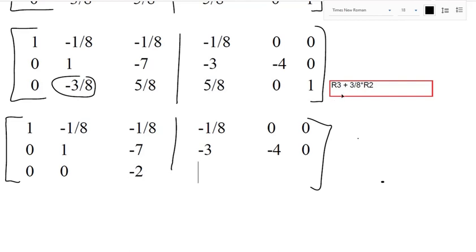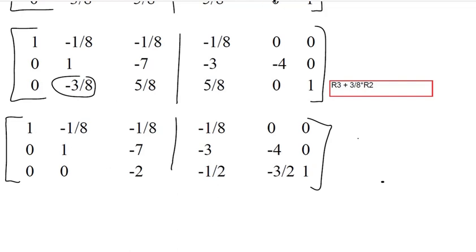I did that right. 3 eighths times negative 3 is negative 9 eighths. Negative 9 eighths plus 5 eighths makes negative 4 eighths. So that's negative 1 half. 3 eighths times negative 4. I cross simplify. So, negative 12 eighths, which is negative 6 fourths, which is negative 3 halves. And then right here, 3 eighths times 0 is 0. 0 plus 1 still makes 1.